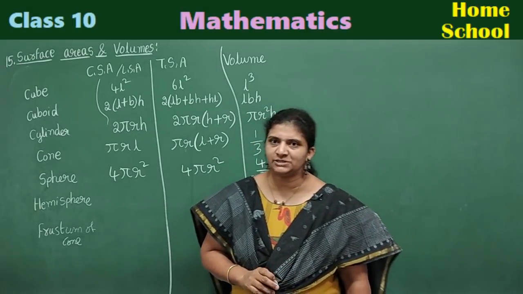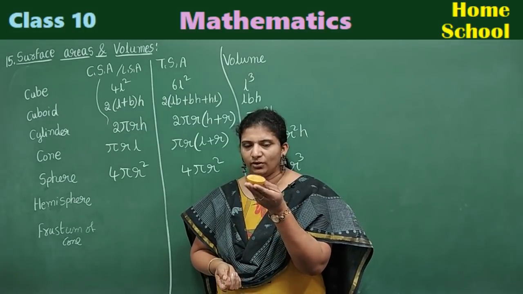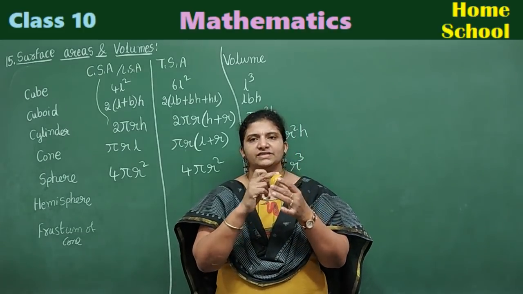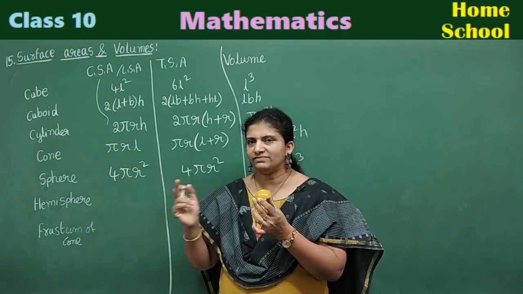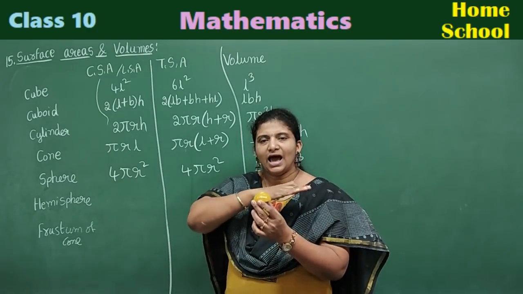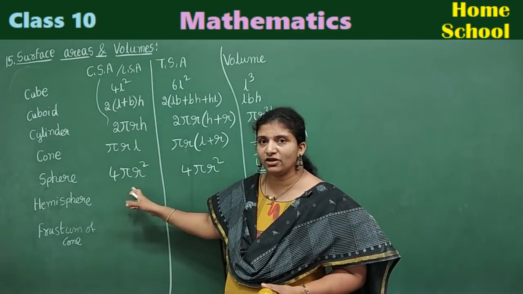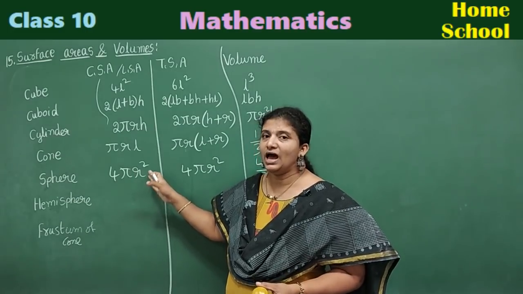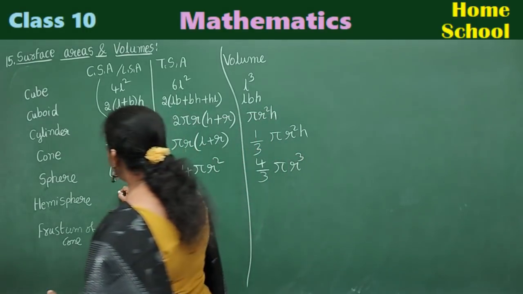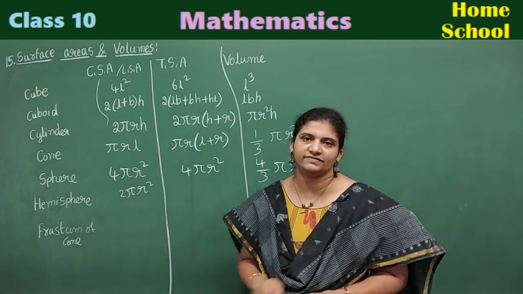The next solid is the hemisphere. When you take half of a sphere, you get a hemisphere. Okay, can you see the hemisphere here? Right? Now, what is the curved surface area? Only curved surface area. You have seen the sphere now. What is the sphere's surface area? 4 pi r square. Half of it is 2 pi r square. Half of the sphere's surface area is the hemisphere's. So, half of this means 2 pi r square is the hemisphere curved surface area.